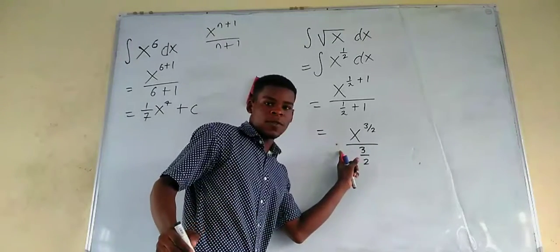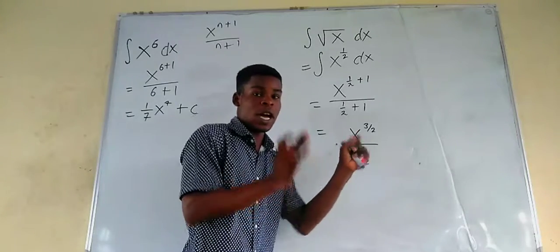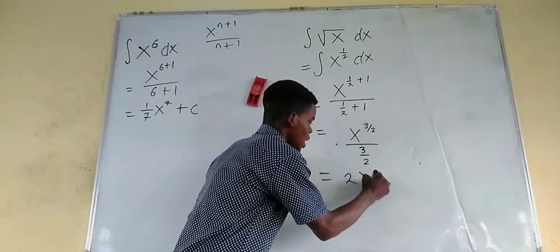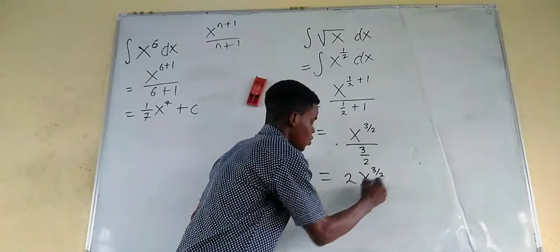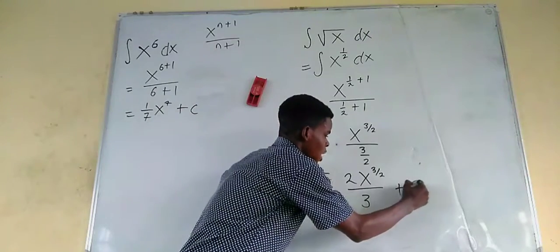And this right here is division of fractions. We can just take the reciprocal of the denominator. We're going to have 2 over 3, and we multiply that, and the result is going to become 2x raised to the power of 3 over 2 divided by 3. Like this, we are done. Just add a plus c.